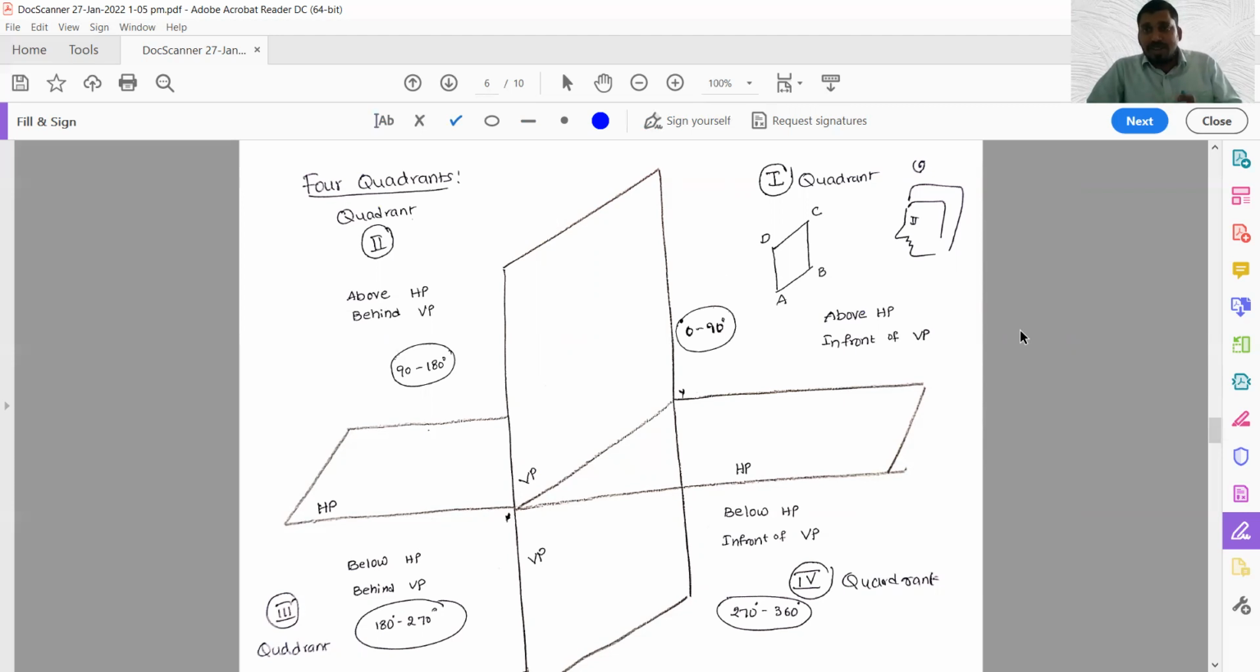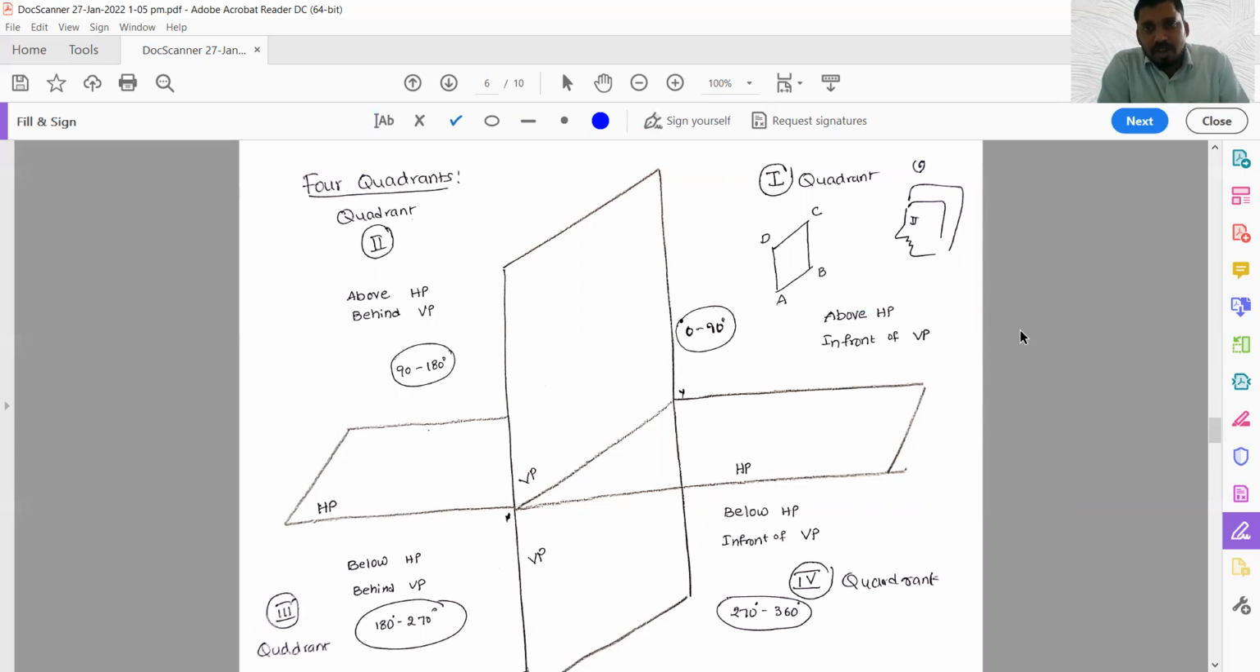Similarly, when an object is placed in the second quadrant, the projection available on the respective planes is called second angle projection. When an object is placed in the third quadrant, it is called third angle projection. Similarly, when the object is placed in the fourth quadrant, it is called fourth angle projection. Like that, we have 4 different types of projections here. Now we'll see what these projections are, how the views would be, and how the planes would be in these projections.